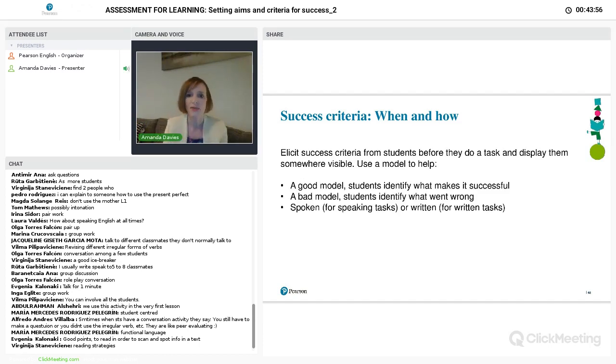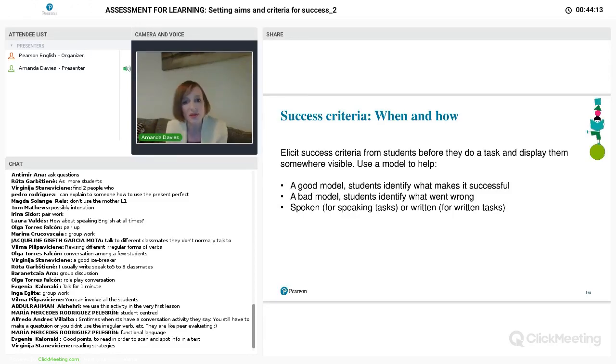And a model is very helpful. You can give students a good model. My postcard was a good model, so students can look at it and decide why it was successful. But it could also be a bad model, so you could give them a version that's not very successful, and the students read it and decide why it wasn't successful or what went wrong.